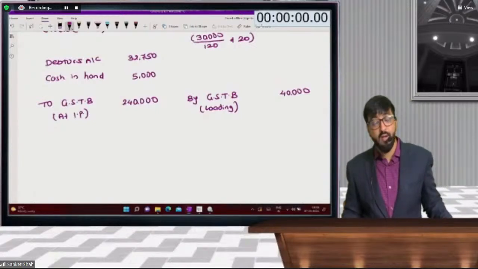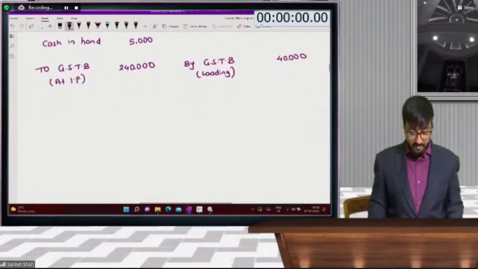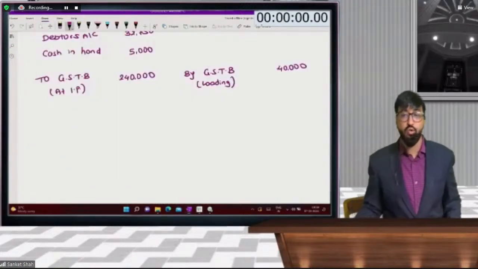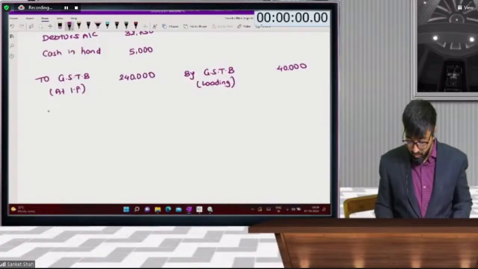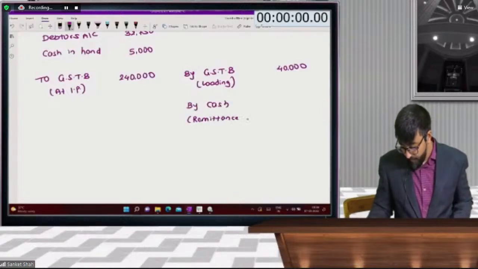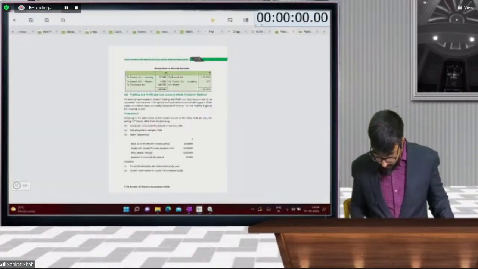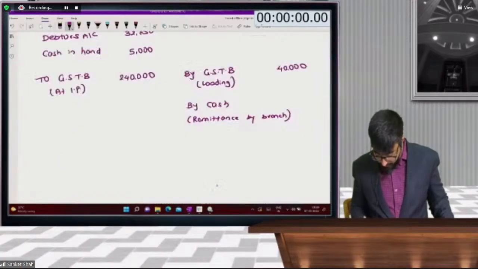Because branch is not HO. We are thinking from the angle of HO, and HO is not concerned with your cash sales and credit sales. So answer is no. Cash remitted to HO. So we are thinking from the angle of HO. So HO will pass the entry. Cash comes in. Cash account debit to branch account. So by cash remittance by branch 2,22,500.